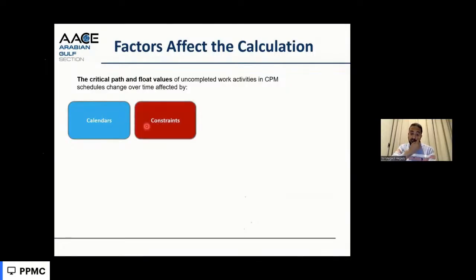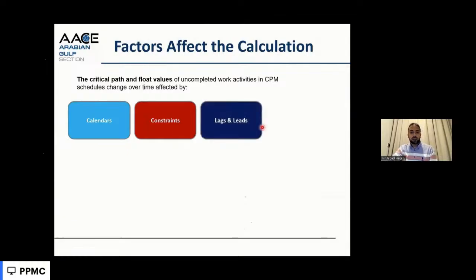The other thing is the constraints. Sometimes you have a constraint that a certain activity cannot start before a certain date. So this activity needs to wait until a certain date to start. Or we have constraints on the completion. We need to complete some zones or areas as per the contract on mandatory completion dates. So these are also constraints. These constraints affect the calculation of the critical path.